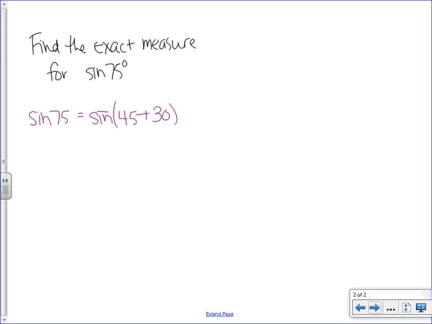And now this is super awesome because I just took 75, which is something that I have no idea what an exact trig value would be for, but I do know exact trig values for 45 and 30 because those are from my special right triangles. So now I can use these special right values along with this formula that we just learned, and I can actually find an exact value for the sine of 75.